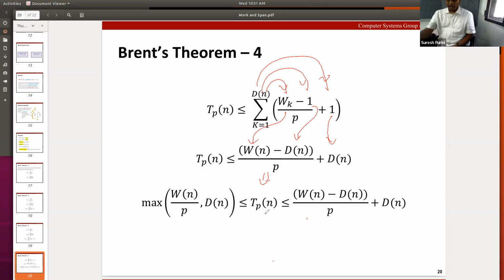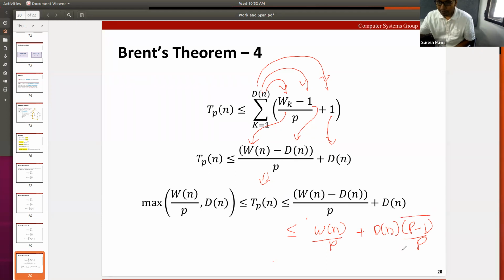How can we rewrite this? Can we rewrite this as W of n divided by p plus d of n into p minus 1 divided by p? Both are equivalent, right? And so can we approximate this p minus 1 divided by p to 1 and leave it out? So this is what is called Brent's theorem. What you are seeing here is Tp of n is less than or equal to W of n by p plus d of n. This is Brent's theorem.